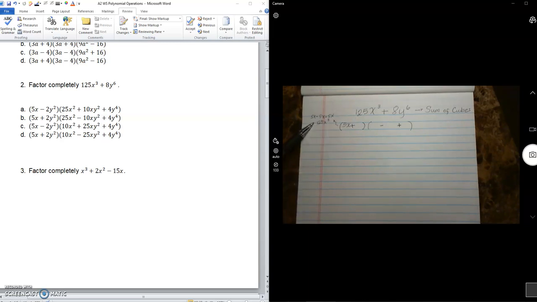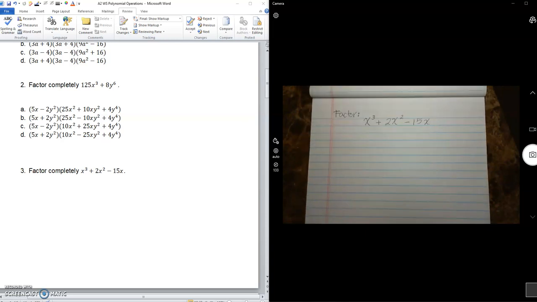And this is the reason why we know that it is 5x. Now get the cube root of 8y to the 6, which is 2y squared. And this is the reason why it's 2y squared. Write it down here. Now square the first term and put it here. Now square the second term and put it here. Now multiply these two terms and put it here as a middle term. And so it matches choice letter B.